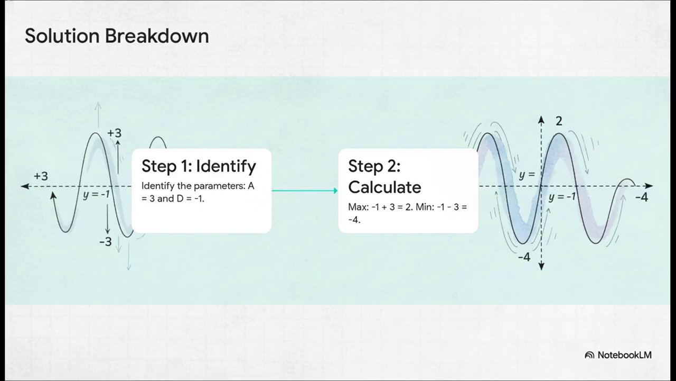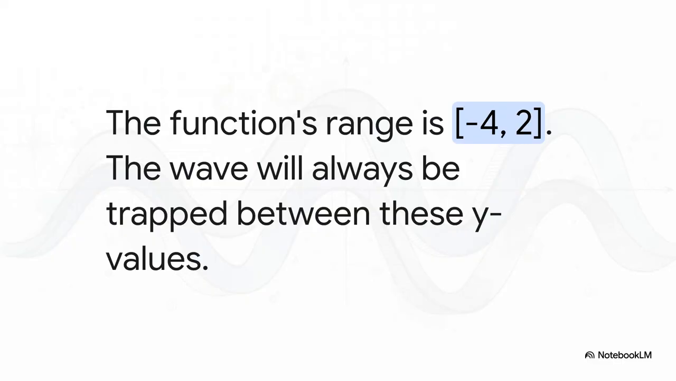We're going to follow the exact same process. Our amplitude, a, is 3. Our vertical shift, d, is -1. This means our new midline is down at y equals -1. To find the maximum, we just go up 3 from there, which gets us to 2. To find the minimum, we go down 3, which lands us at -4. So no matter what x is, the value of this function is always going to be squished somewhere between -4 and 2. That's its range.